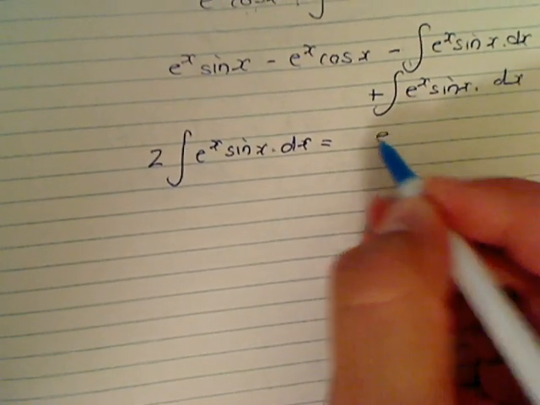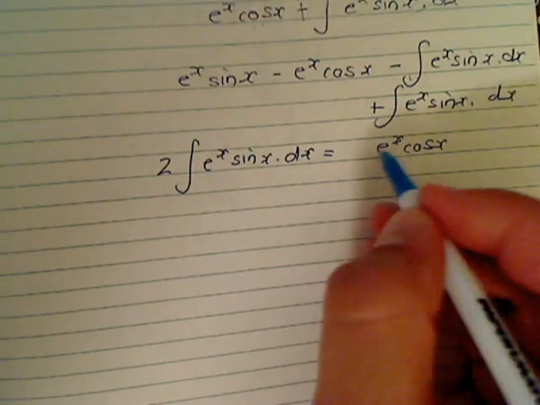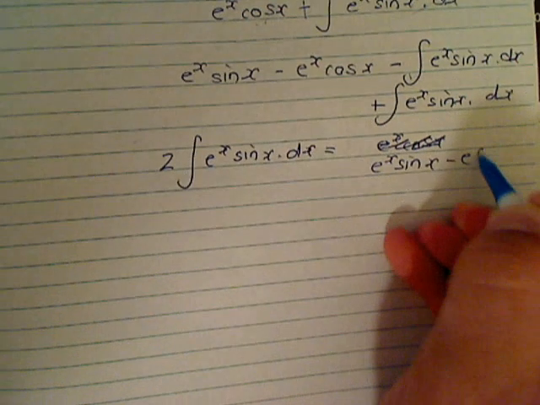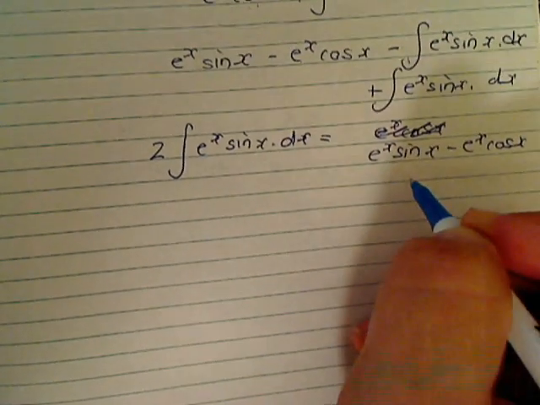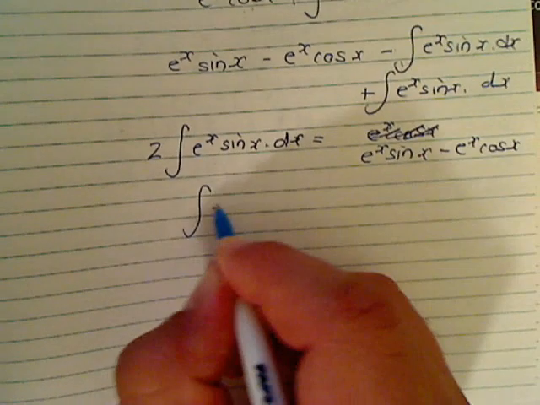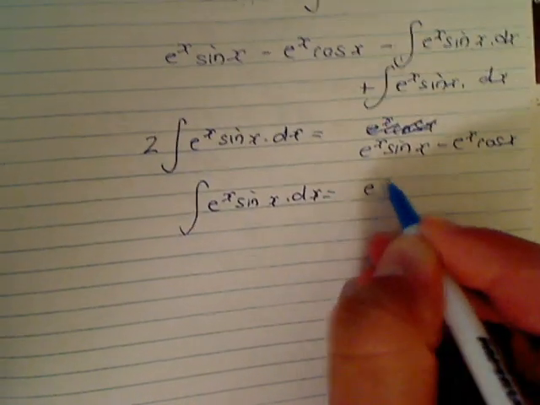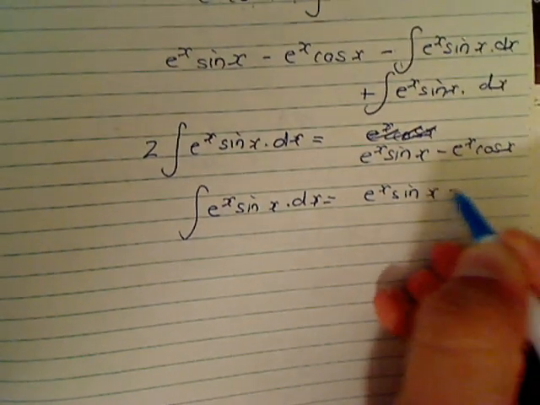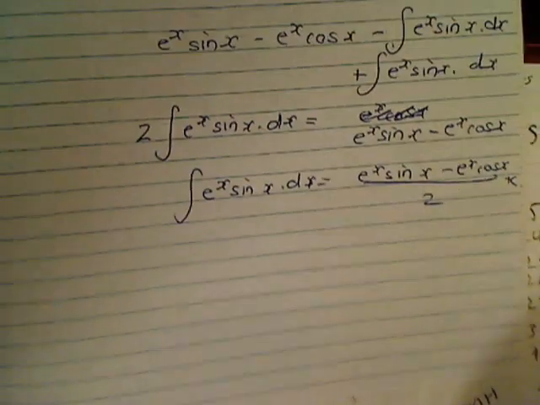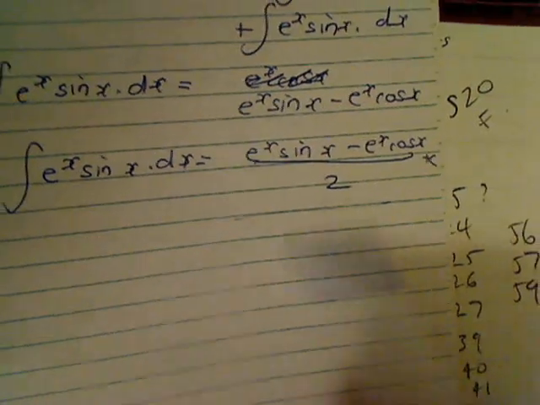That equals so far e^x sin x minus e^x cos x. Now how to get rid of this 2? We'll divide by 2. So the integral of e^x sin x dx equals (e^x sin x minus e^x cos x) divided by 2. Obviously, add a plus c. I'm just going to add that in at the end. So that'll be your final answer.